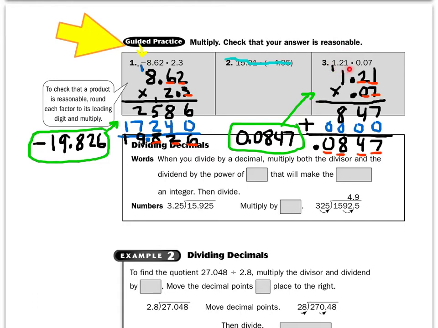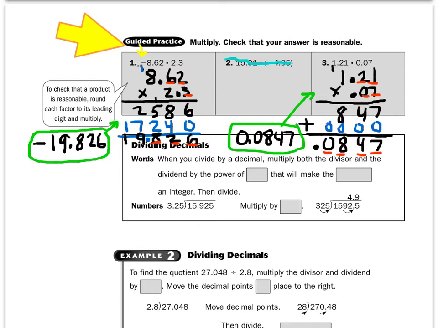Okay, take a look at number 3. I have 1.21 times 0.07. So I put the 1.21 on top, the 0.07 down below, and I multiplied. 7 times 1 is 7. 7 times 2 is 14. I carry the 1. 7 times 1 is 7, plus 1 is 8. And then I put a 0 because I have to get ready to multiply this 0. And then I just did 0 times 1 is 0, 0 times 2 is 0, 0 times 1 is 0. Now add that up and bring down the 7, the 4, the 8, and the 0.